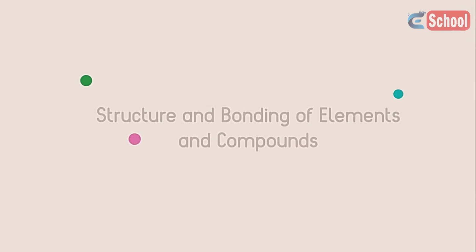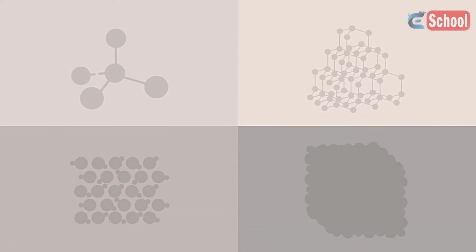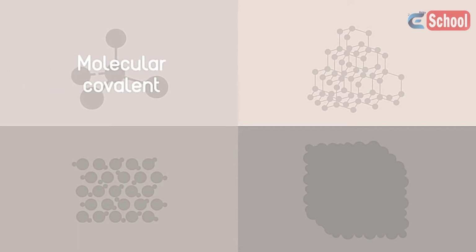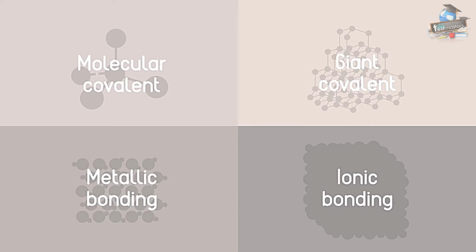Structure and Bonding of Elements and Compounds, Part 1. This two-part video explains why there are only 4 possible structures that form when elements bond: molecular covalent, giant covalent, metallic, and ionic bonding. If you want to know more about each individual bond, you can click on these videos.